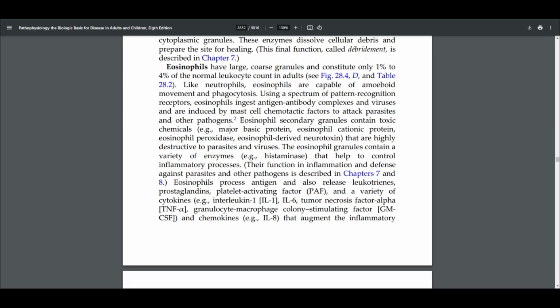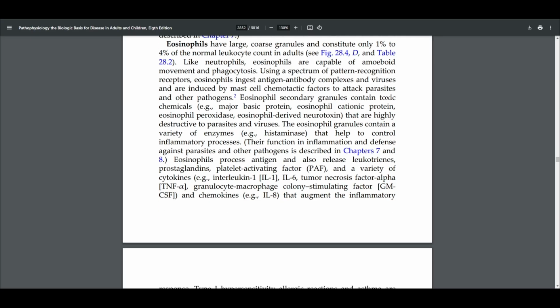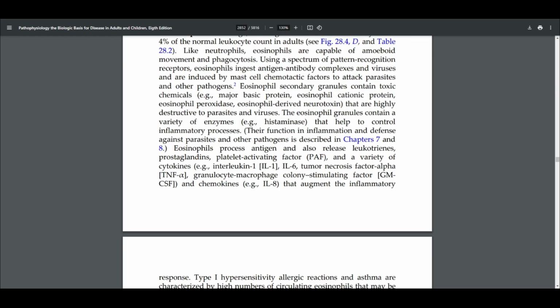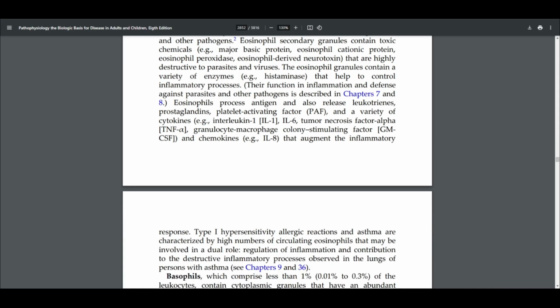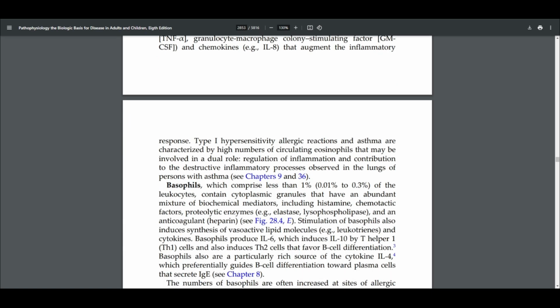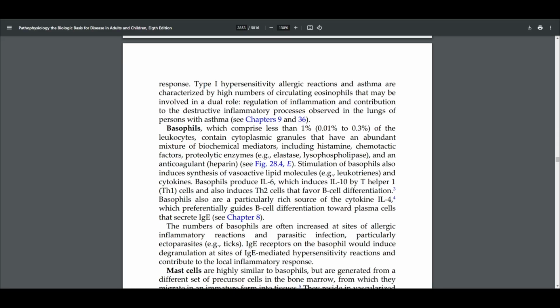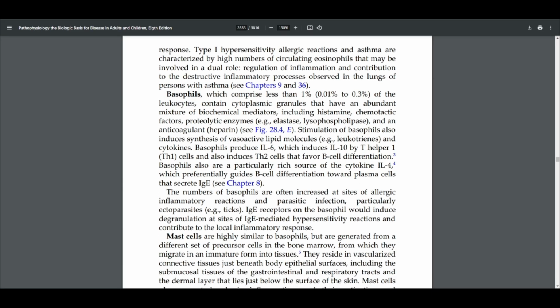Eosinophils process antigen and also release leukotrienes, prostaglandins, platelet activating factor, and a variety of cytokines. So, your interleukins 1 and 6, your tumor necrosis factor alpha, granulocyte-macrophage colony stimulating factor, and chemokines that augment the inflammatory response. So your type 1 hypersensitivity allergic reactions and asthma are characterized by a high number of circulating eosinophils that may be involved in a dual role: the regulation of inflammation and contribution to the destructive inflammatory processes observed in the lungs of a person with asthma.